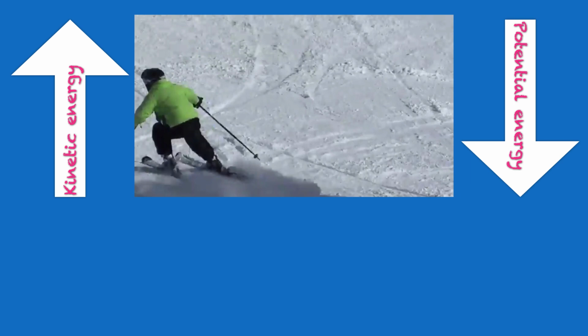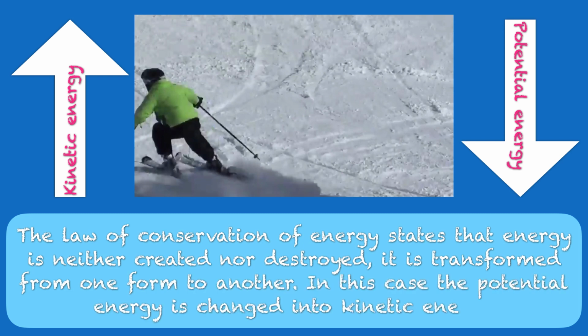What's shown in this experiment describes the law of conservation of energy. What does this law state? The law of conservation of energy states that energy is neither created nor destroyed. It is transformed from one form to another. In this case, the potential energy was changing to kinetic energy.